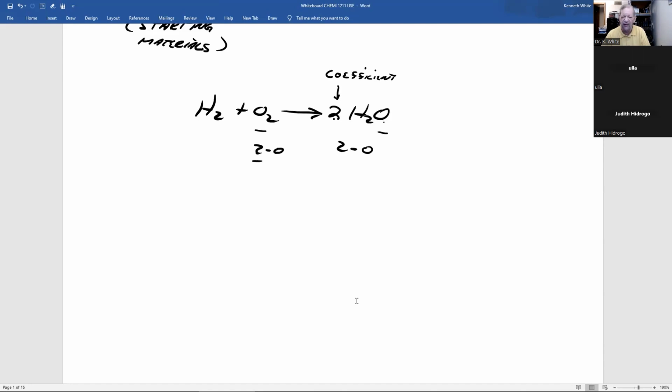But now on the product side, we have 4 hydrogens. 2 times 2 is 4. How do we get 4 on this side? Again, change the coefficient, and 2 times 2 is 4. We have 4 hydrogen, 2 oxygen, 2 oxygen.